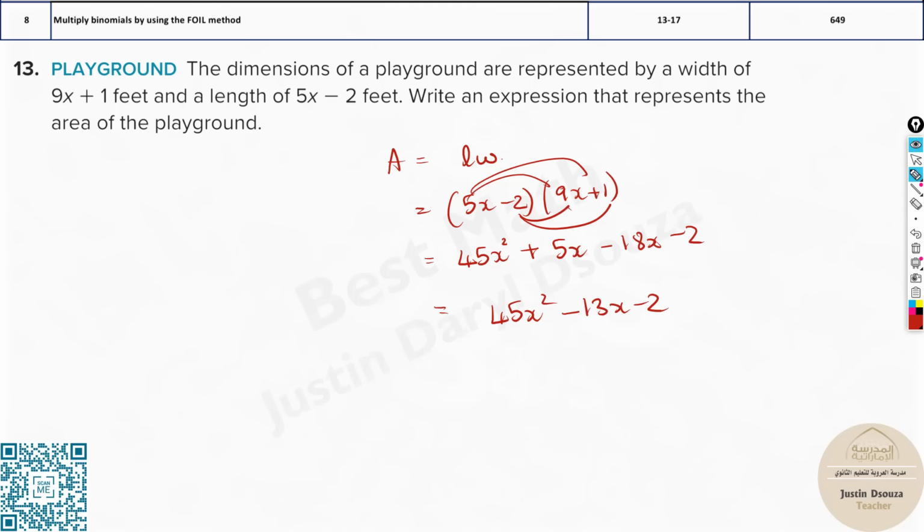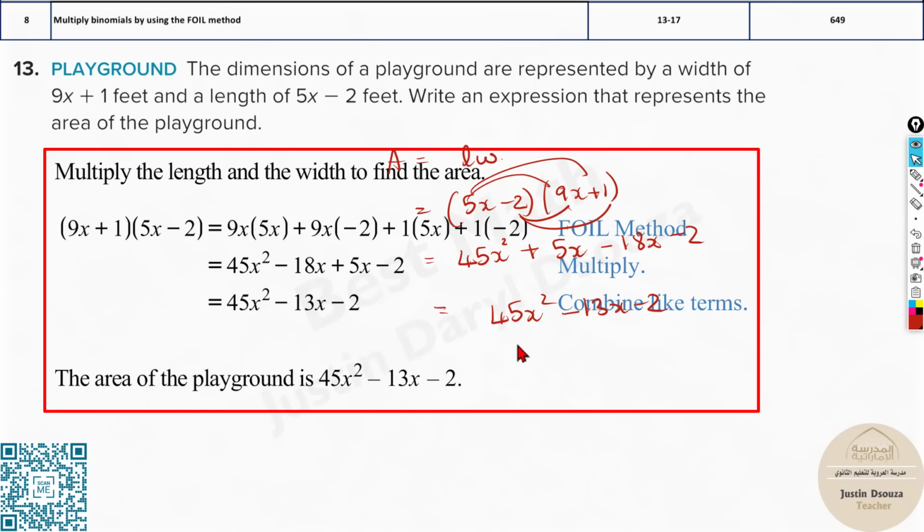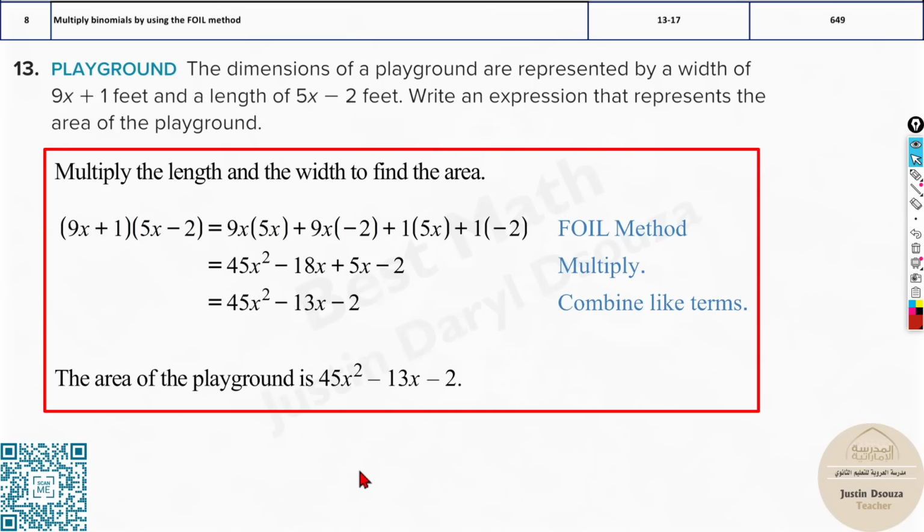That is the answer. So they just need you to write this expression as the area, right? That's it, nothing else. Now there is a calculator method which is also easy. It depends on how you understand it, but this is the easiest method, and this FOIL method is very important for you in the long run. That's why please do this. But I'll show you the calculator method as well.